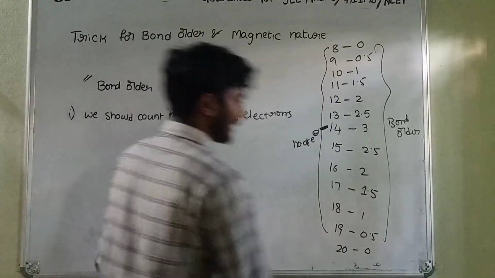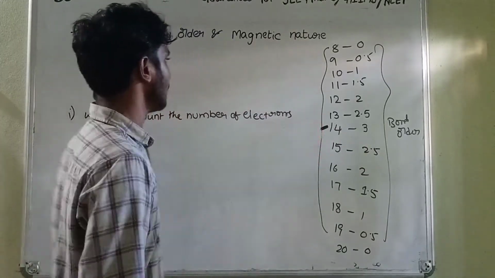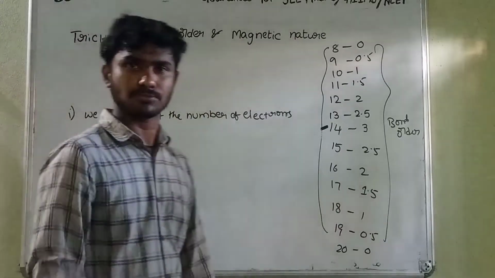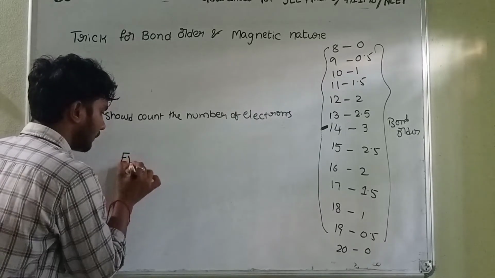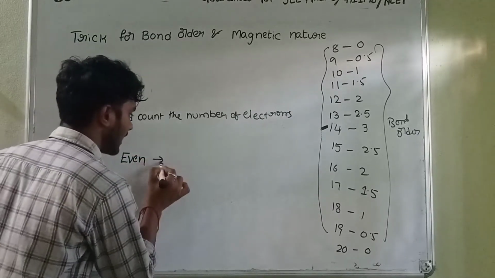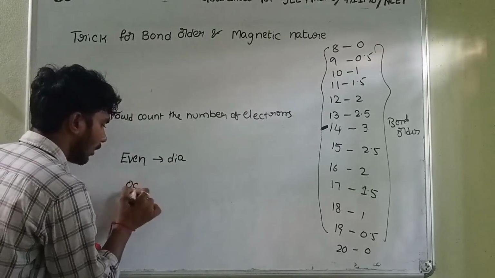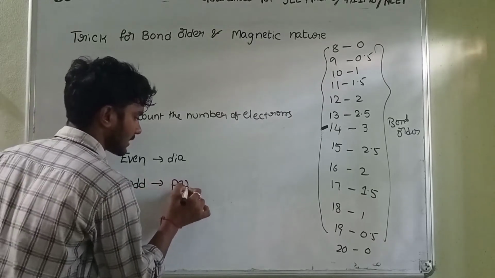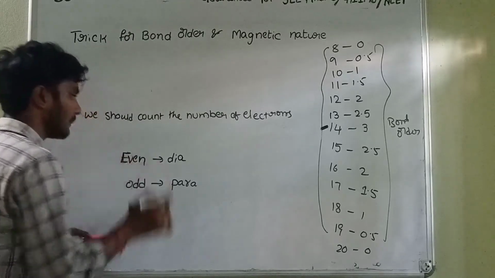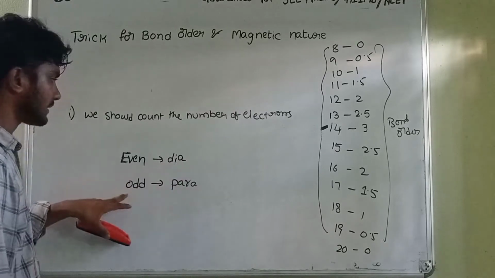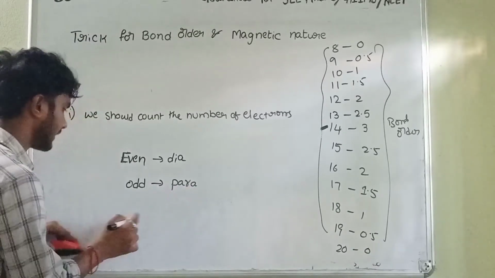Now for magnetic nature. For magnetic nature also, you should count the number of electrons. If the number of electrons is an even number, then it is diamagnetic nature. If it is an odd number, then it is paramagnetic nature.